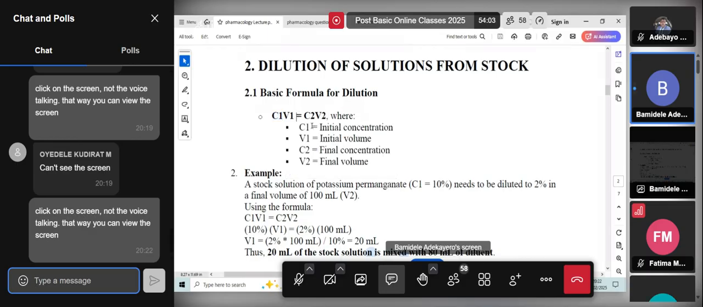C1 is the initial concentration. There are some medications, for instance, normal saline. Normal saline is 0.9% sodium chloride. That means there is a concentration of 0.9% in 100 ml of the solution. That is the meaning of 0.9% normal saline. So when you see 10% dextrose, that means in 100 ml of the solution, there is 10% sugar.